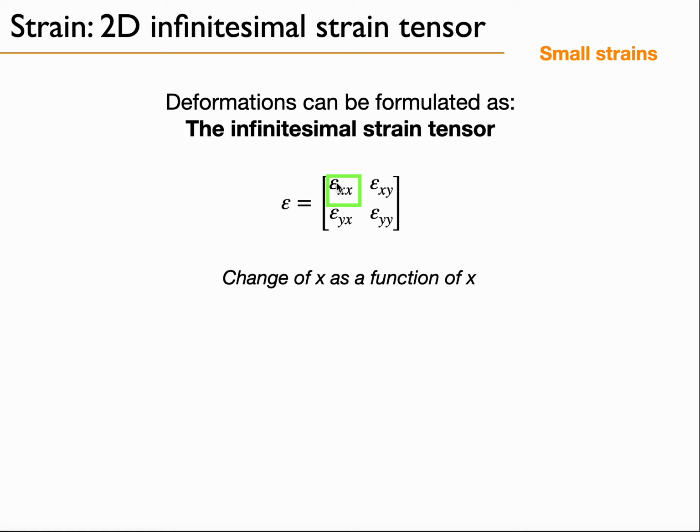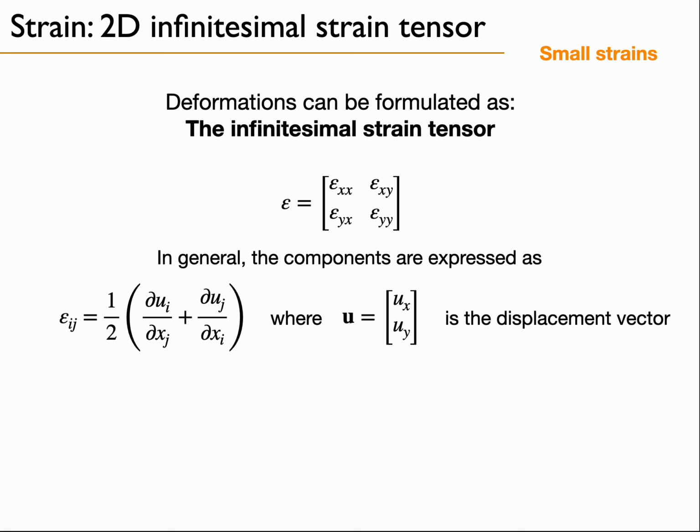We have different components here in 2 dimensions: epsilon xx, xy, yx, and yy. This one, epsilon xx, is a change of ux with regard to x. This one highlights a change of ux with regard to y. That one is a change of uy with regard to x. And the last one is a change of uy with regard to y. So with this object, we can store the 4 modes of deformation we discussed just before.